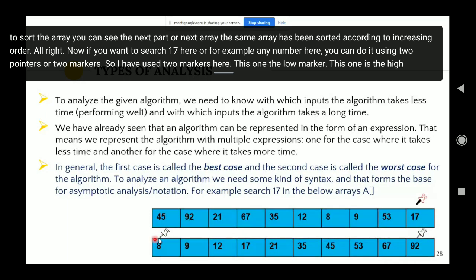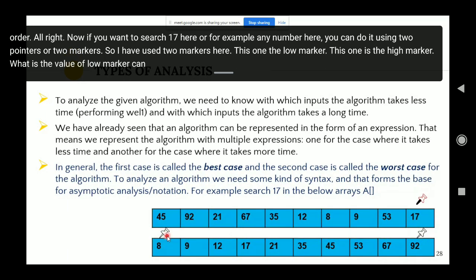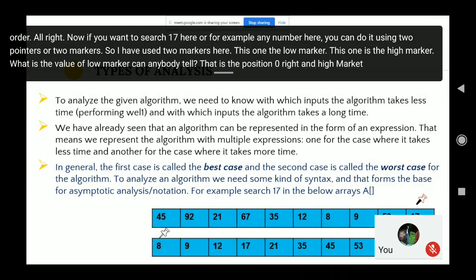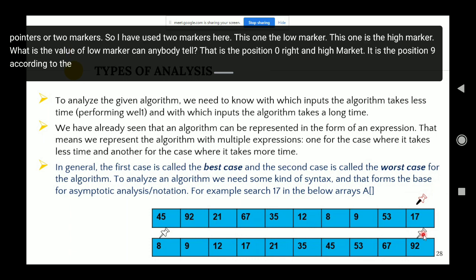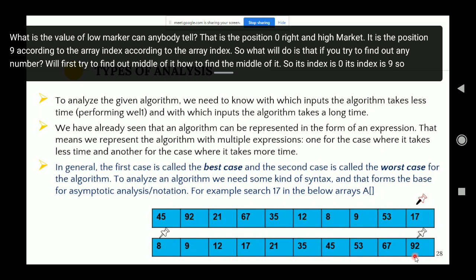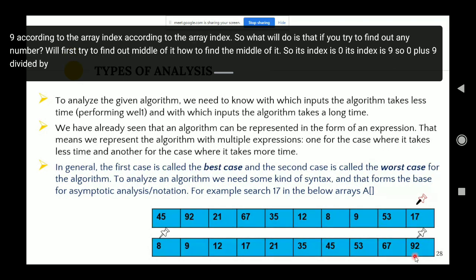What is the value of the low marker? Can anybody tell? It is position 0, right? And the high marker is position 9 according to the array index. So if we try to find any number, we'll first try to find the middle of it. How to find the middle? Its index is 0, its index is 9. So 0 plus 9 divided by 2. How much will I get?